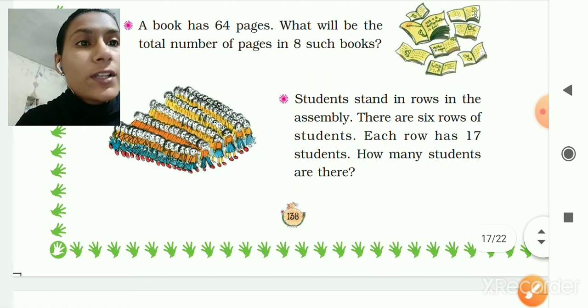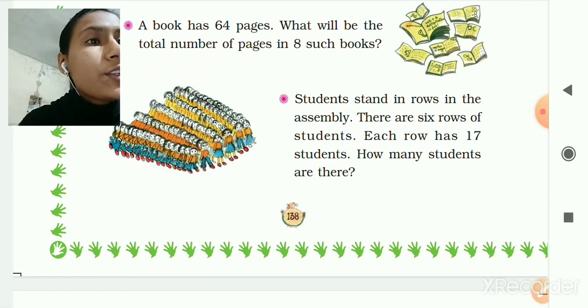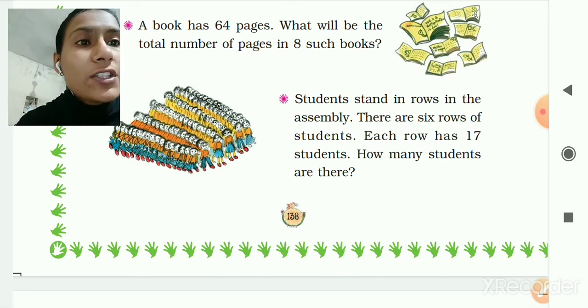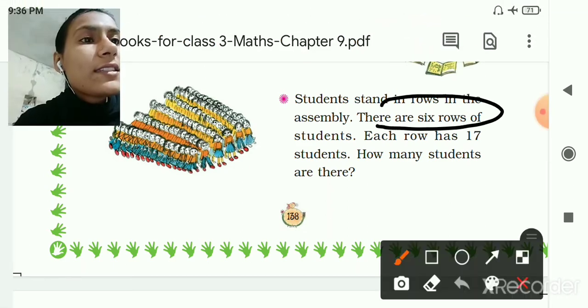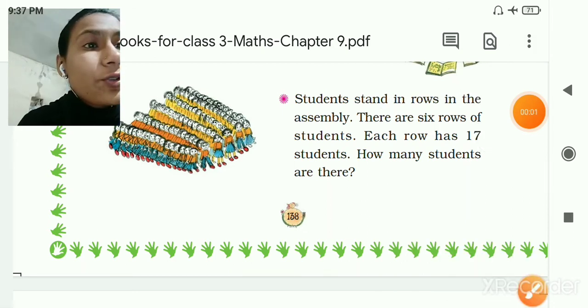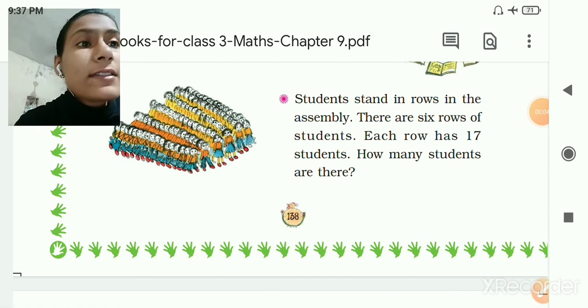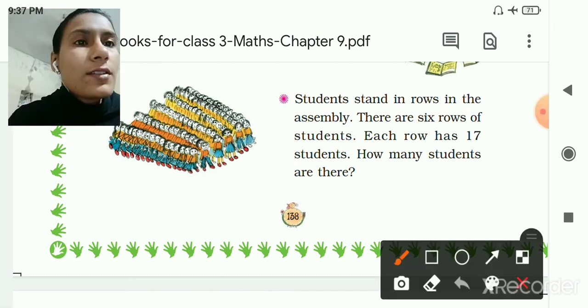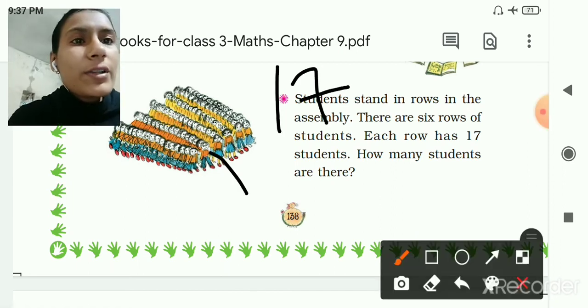Then next one. Students stand in rows in the assembly. There are 6 rows of students. Each row has 17 students. So how many students are there in these 6 rows? Each row has 17 students, and the total number of rows is 6. So 17 multiplied by 6.